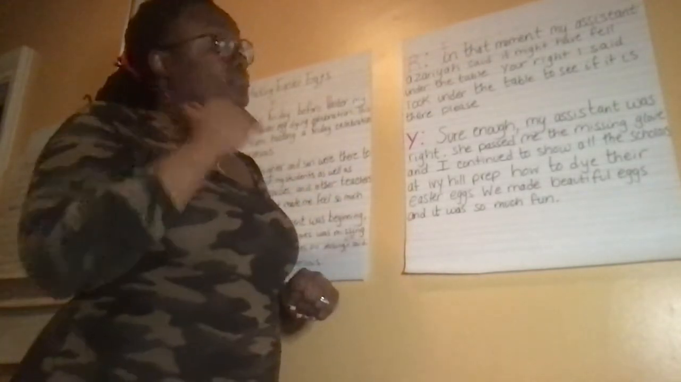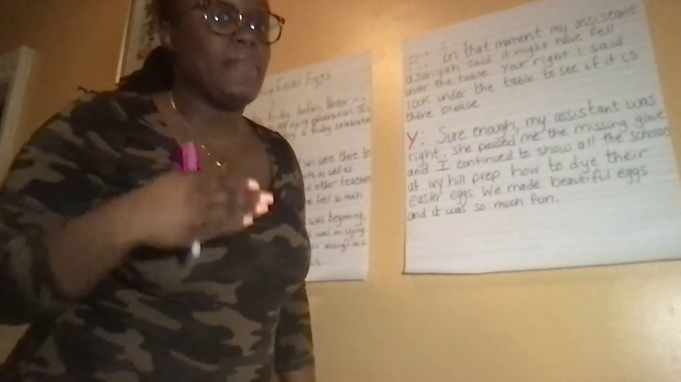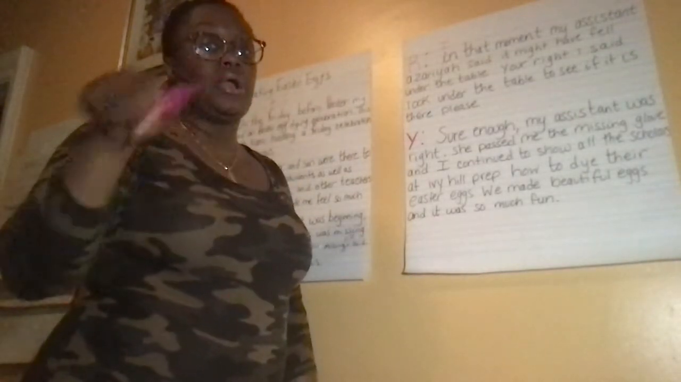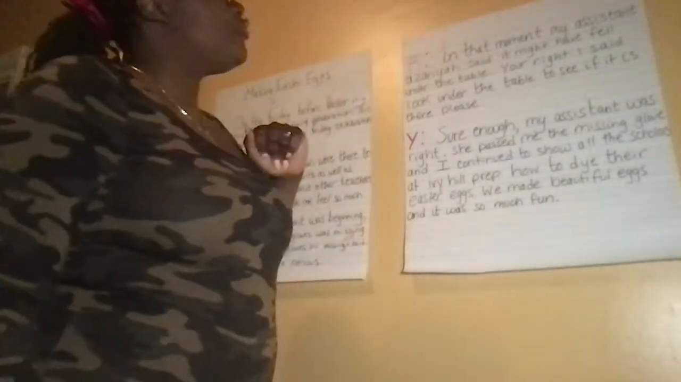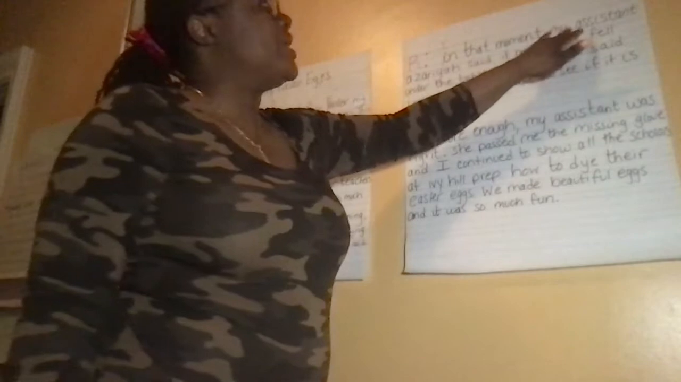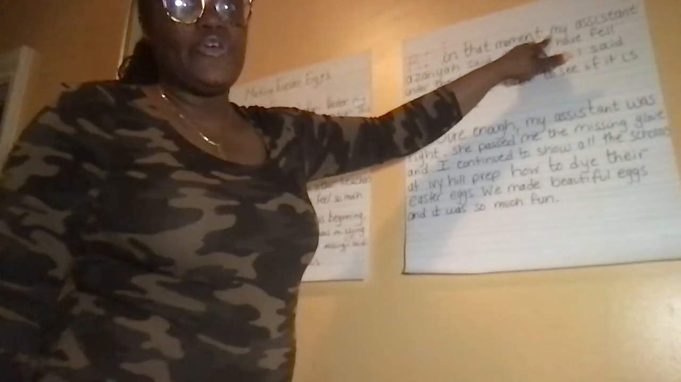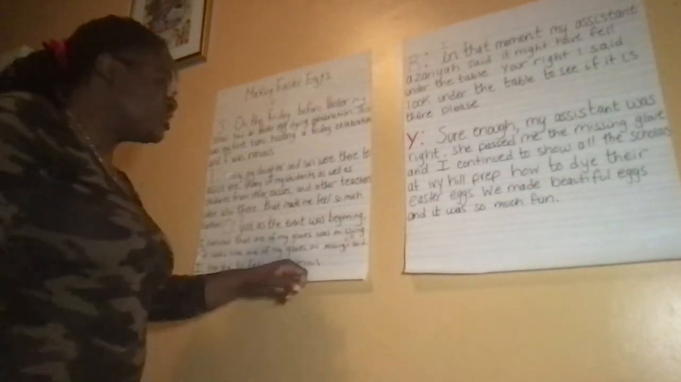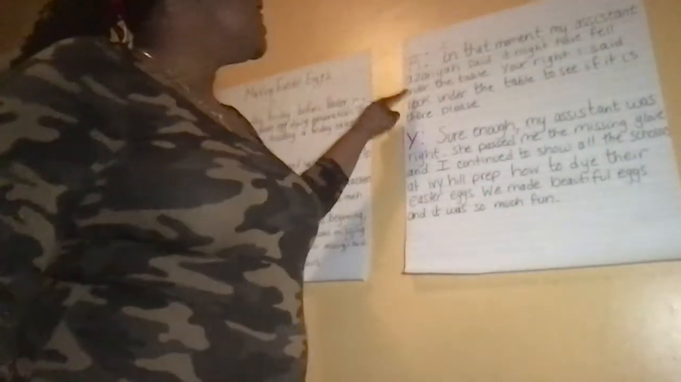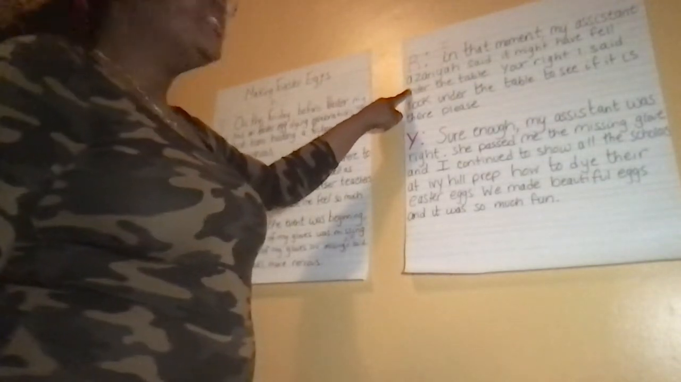But because I know the rule about transitional phrases, and that whenever you use a transitional phrase, you always want to put a comma because it's a pause, right? So this is a transitional phrase. In that moment, okay, that's a transitional phrase to connect my R to my O, okay? Because the last thing I said was I started to feel nervous. In that moment, comma, my assistant Azaria, I just noticed something.